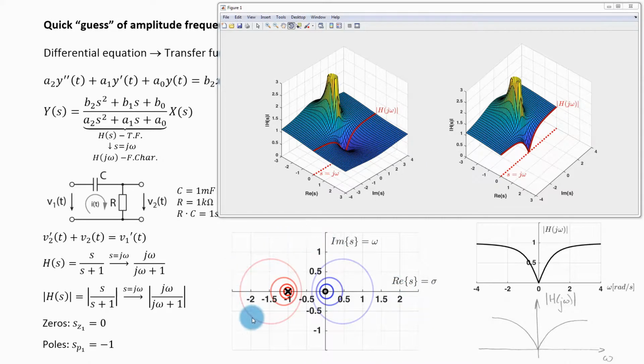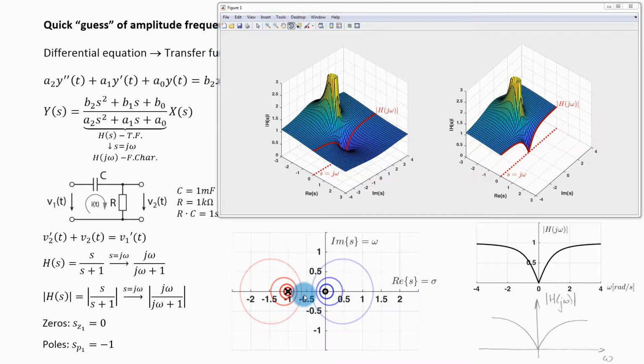This is essentially a top view on this plot. This is a complex plane. This cross indicates that there is a pole at s is equal to -1, and this black circle indicates that there is a 0 at s is equal to 0. These contours indicate the shape of the transfer function. These blue ones indicate the presence of a valley created by this 0. And these red ones indicate the presence of a hill created by this pole.